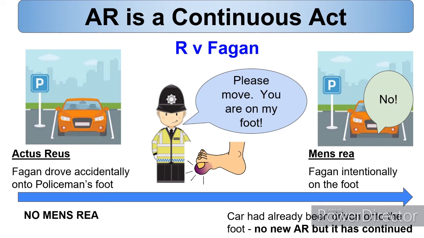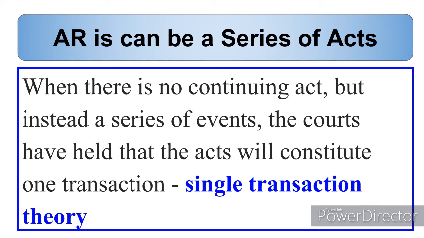There's no new actus reus there, but the courts decided that the actus reus continued from the parking onto the policeman's foot to incorporate the later mens rea. The principle is when there's a series of acts and their mens rea happens at some point, in which case the courts have interpreted this as the act being a single transaction. And a really good case to illustrate this is Thabo Meli.